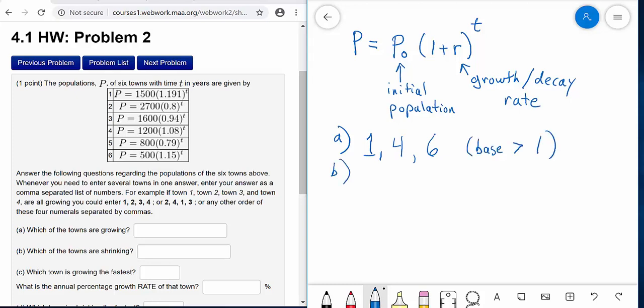For part B, we're asked to find which towns are shrinking. So again, we're looking for when is the base of the exponential less than 1. If the base is less than 1, that means that the growth rate, the value r, is negative, and so it's actually a decay rate. So the towns that are shrinking are town 2, which has a base of 0.8. Town 3 has a base of 0.94, and town 5 has a base of 0.79.